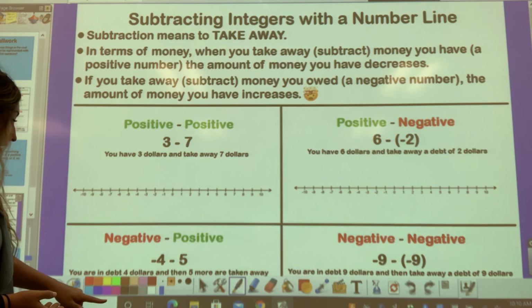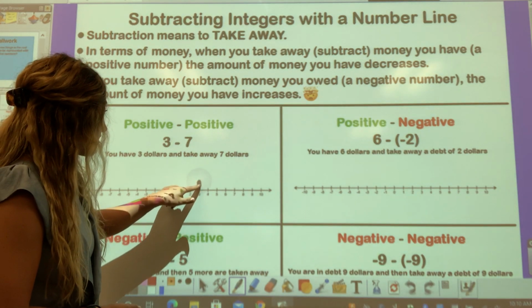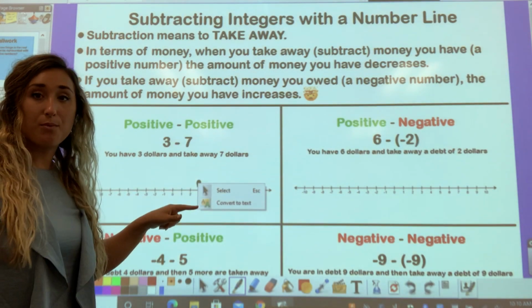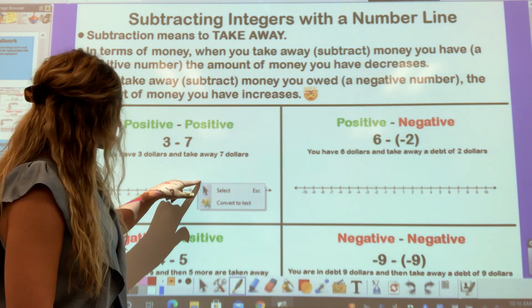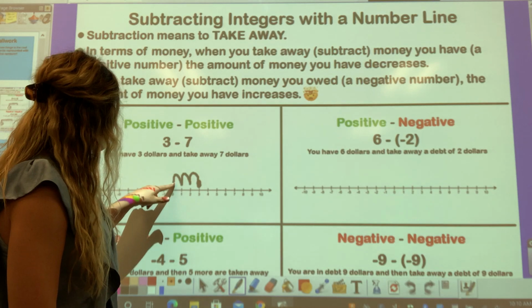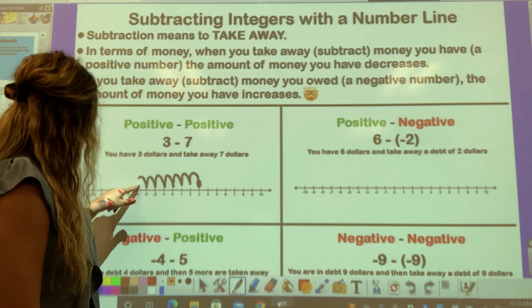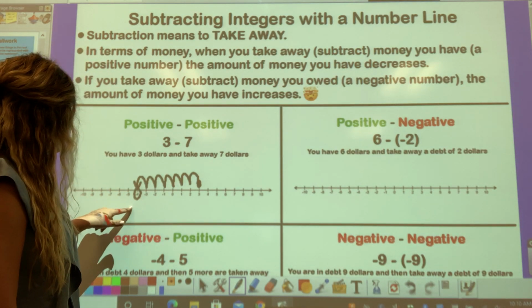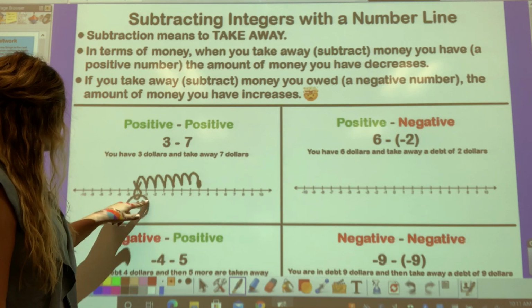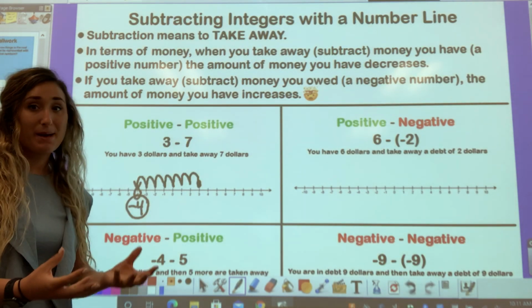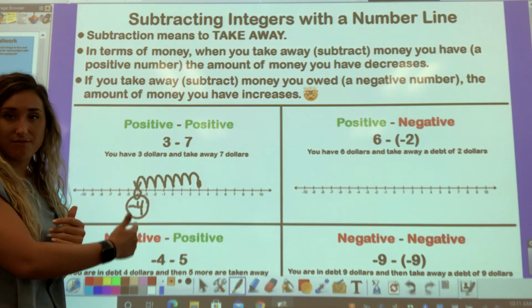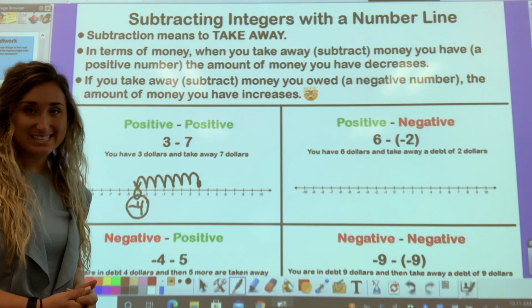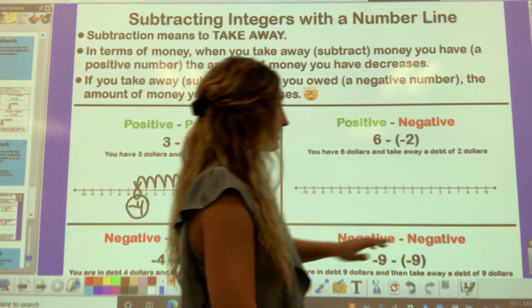So on a number line, if we start with $3 and we take away $7, that's going to go to the left. Our $3 is going to decrease. 1, 2, 3, 4, 5, 6, 7. Takes us to -4. So we spent more than we had, meaning we're going to end up with -4. We end up in debt. Let's go to this example below.